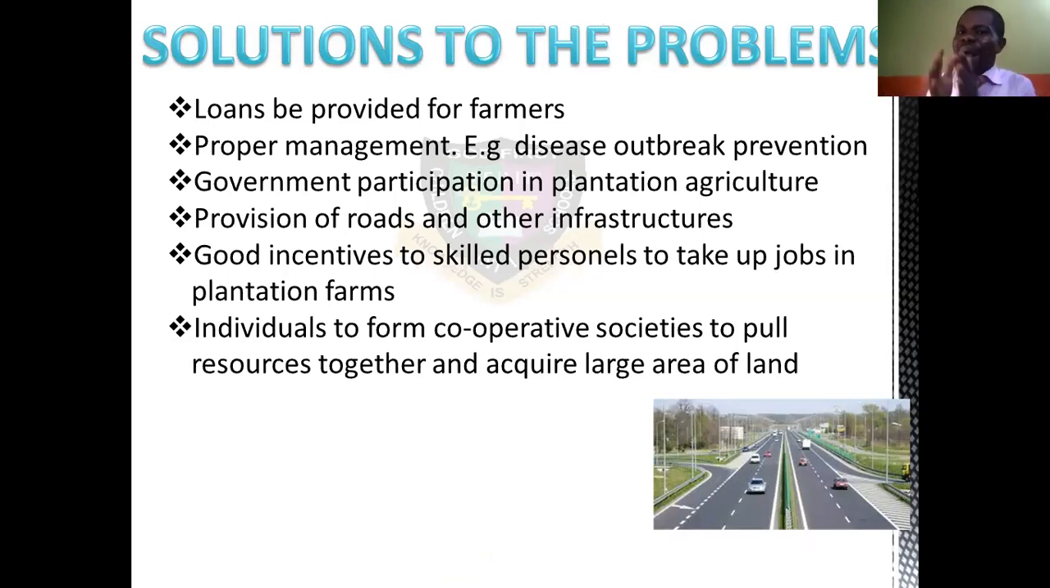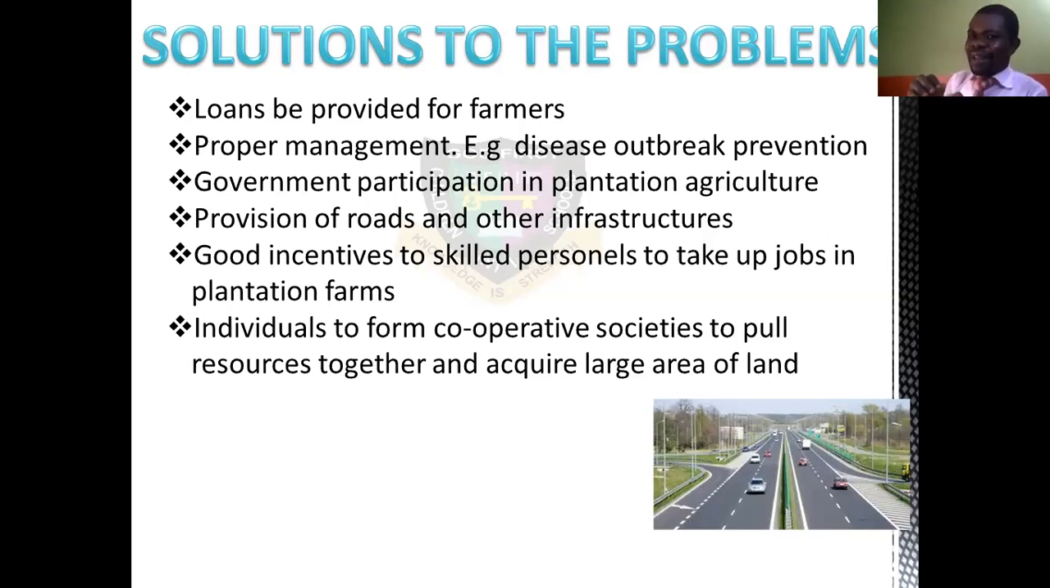Then proper management, like disease outbreak control, should be done. You spray or fumigate the plantation each time to stop the outbreak of disease. Another thing is government participation in plantation agriculture. You don't leave it for local companies or individuals, because it's not easy for them to manage. Then provision of roads and other infrastructure. Good roads should be constructed to link plantations and the market where the products will be delivered, sold, or exported, as the case may be.